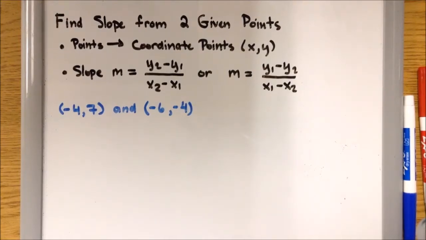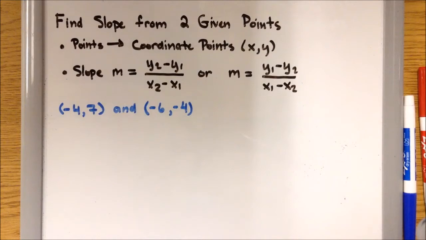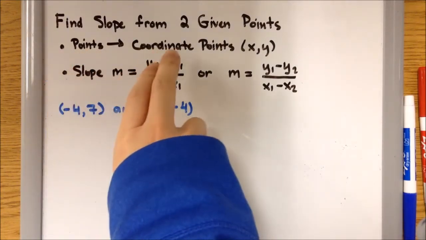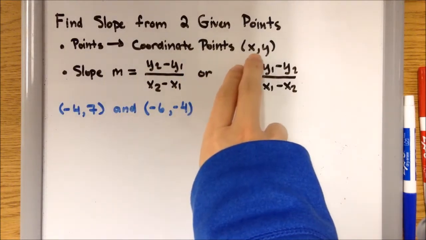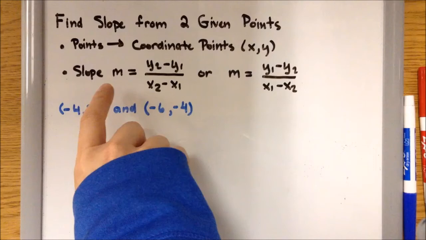In this section, we're going to find slope from two given points. So, to clarify, when we talk about points, we're talking about coordinate points in the form of x, comma, y. In order to find slope, we have to follow the formula.